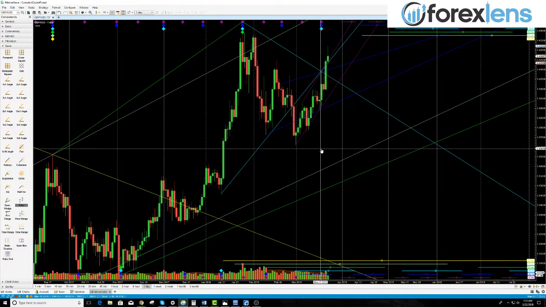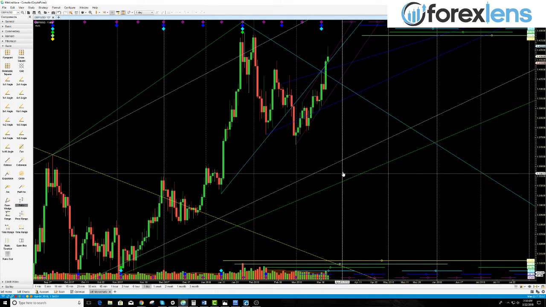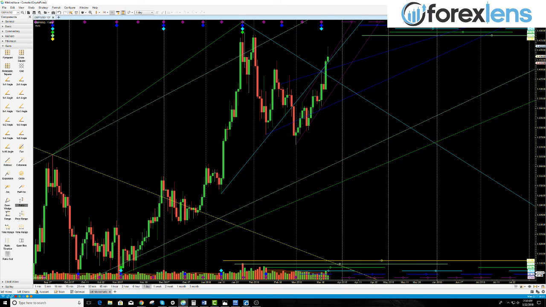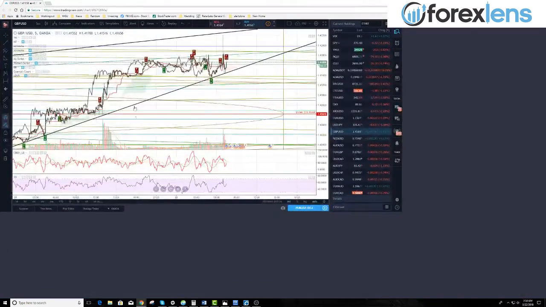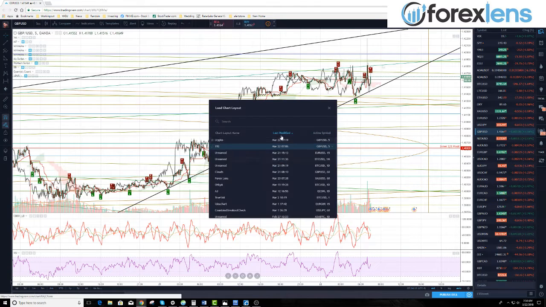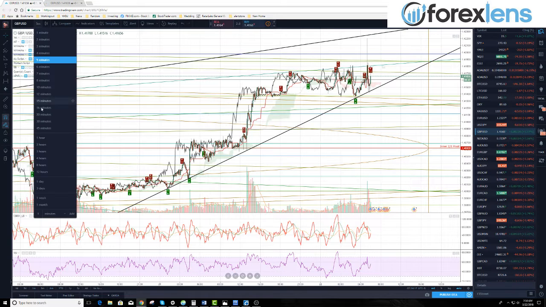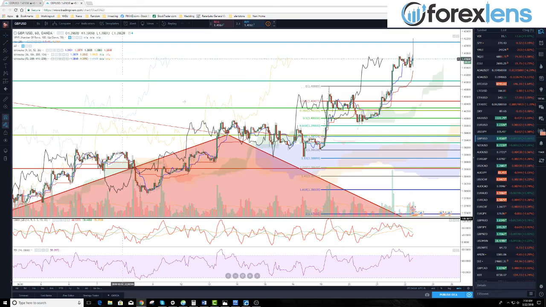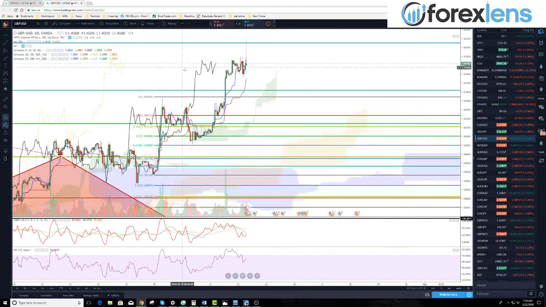Looking at our charts, let's take a peek. Let's bring up TradingView, and let's go to our Ichimoku. And let's look at these markets.